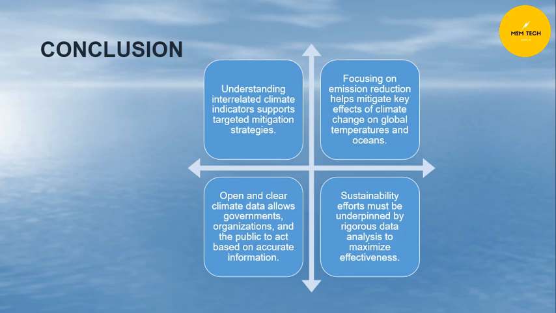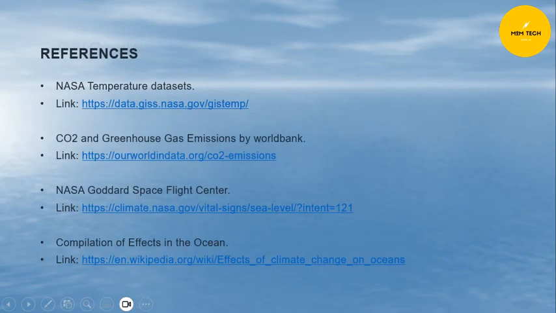And lastly, the references. So I got data from a few different places. I did research on other sources, but the compilation of all the effects on the oceans can be found on Wikipedia. And I'll also be sharing my GitHub link for the project itself with the Colab file and all the CSV files.